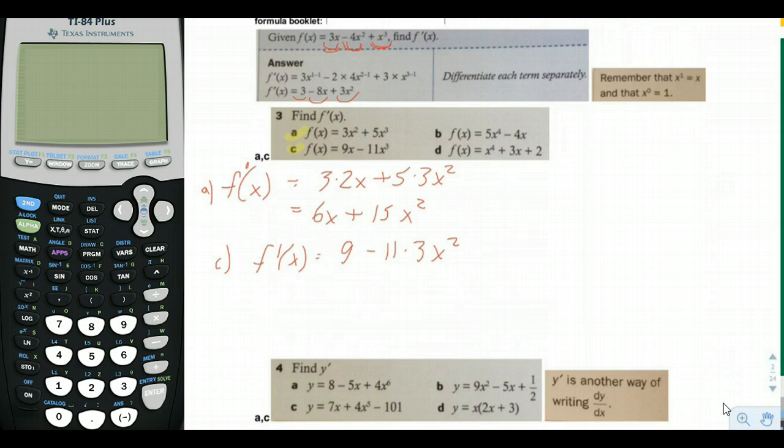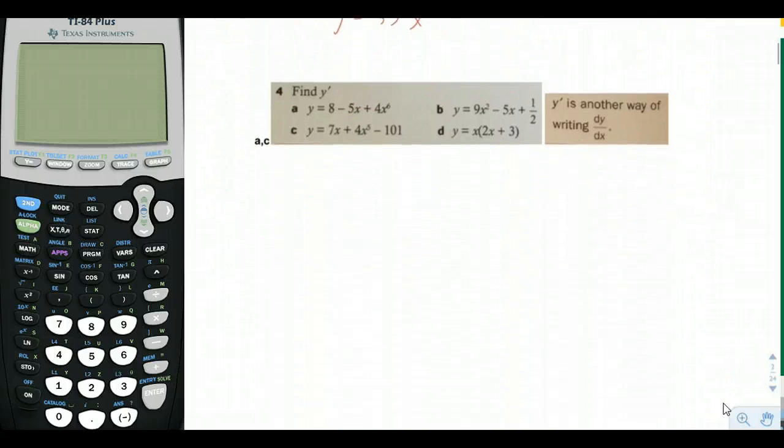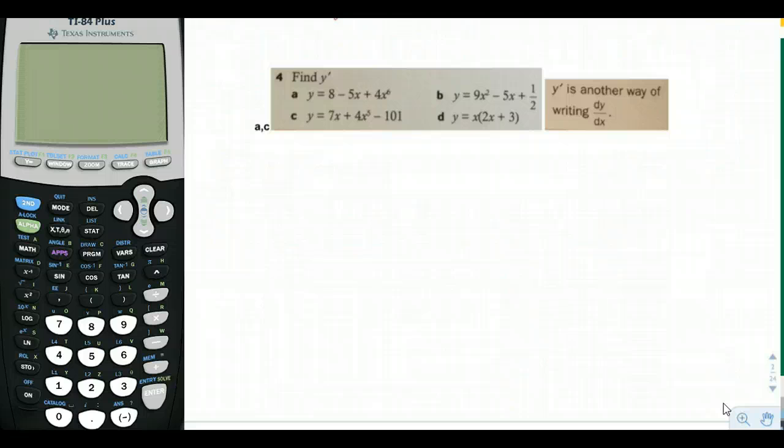The x disappears because the derivative of y equals 9x is just 9. So 9 minus 33x squared. The reason why the derivative of y equals 9x is just 9 is because, remember, y equals 9x is 9x to the first. You multiply the 1 out front, and then you're left with 0 up here. X to the 0 is 1, so it's just all equal to 9. Okay? All right. Next. Find y prime, or the derivative of each of these.